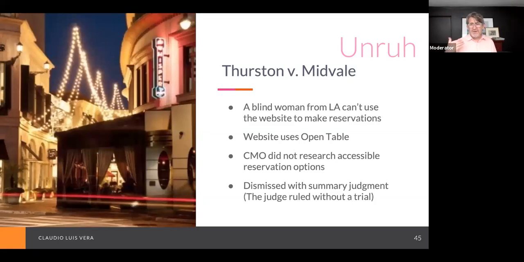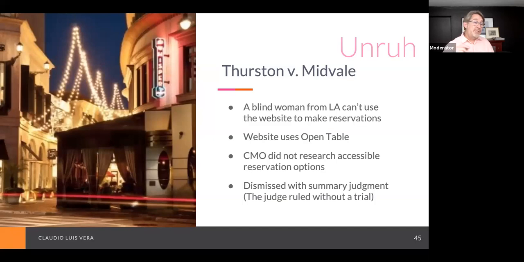We have this other case, Thurston v. Midvale, which happened in California, and this is the Unruh Act that I was telling you about. This is a restaurant that uses OpenTable. A blind woman from LA can't use the website to make reservations. What they found in discovery is that the chief marketing officer for the restaurant chain had not even bothered to research what sort of accessible reservation tools were out there. He just decided to use OpenTable. The judge, again, found the restaurant to be liable because they hadn't vetted their options.